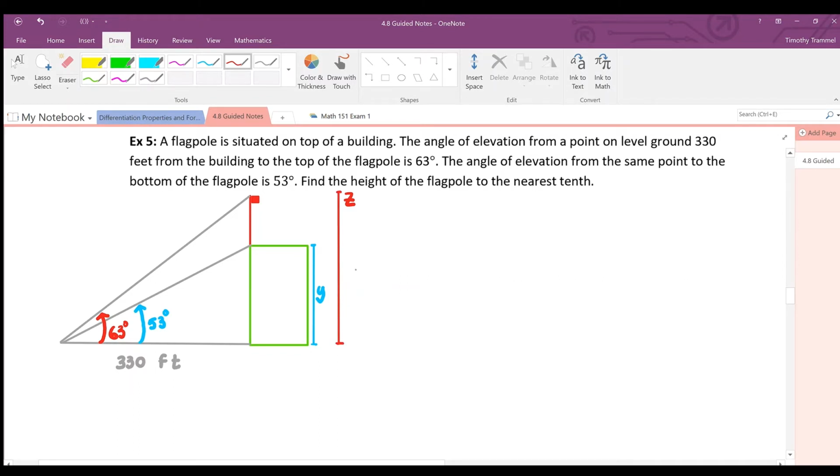All right, let's begin with, how about Z? Okay, so this is the bigger angle, the 63 degrees. You can see Z is the opposite side, and this 330 is the adjacent side. So it looks like tangent again. So tangent of 63 degrees should be equal to Z over 330. And if we solve for Z, we get Z is equal to 330 times tangent of 63.